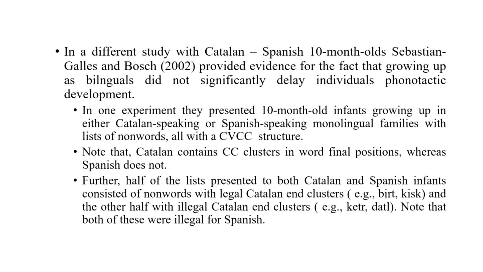Also, half of the list presented to both Catalan and Spanish infants consisted of non-words with legal Catalan ending clusters, like Bert and Kurk, and the other half with illegal Catalan end clusters, like Keter and Dattel. Note that while half of them are legal and acceptable in Catalan, Bert and Kurk, Keter and Dattel are not. All four of these are not legal for Spanish individuals, because in Spanish the words do not end with CC, two consonants together.